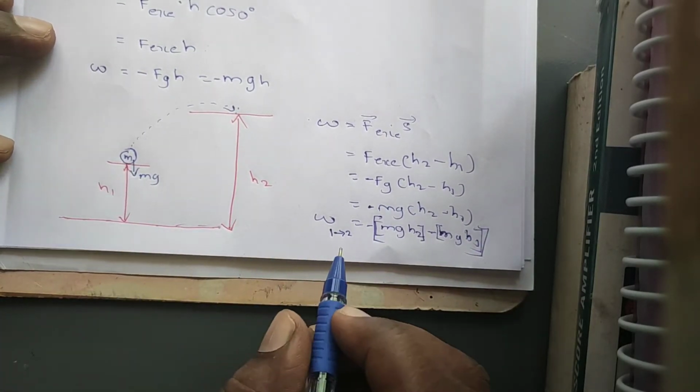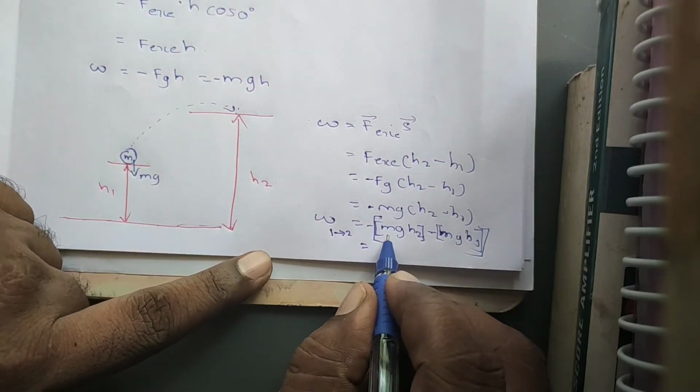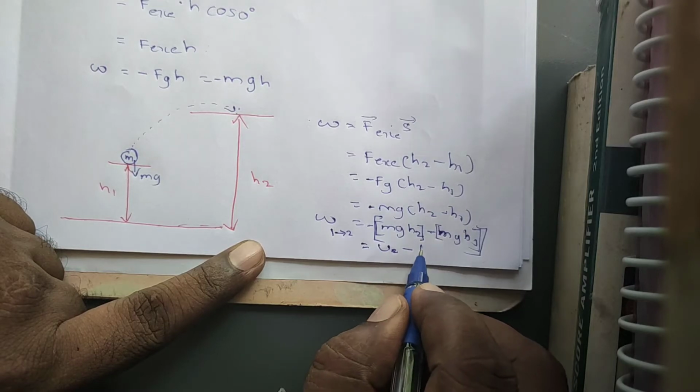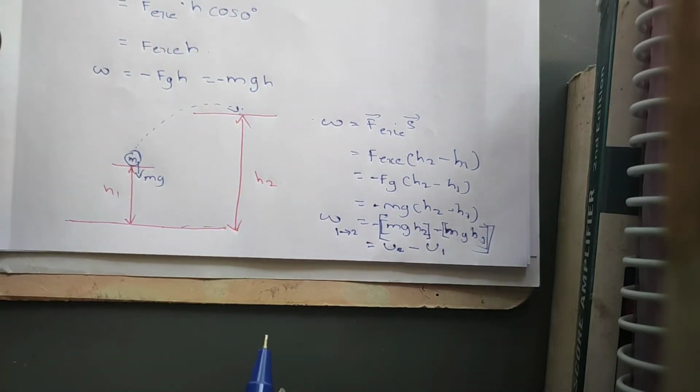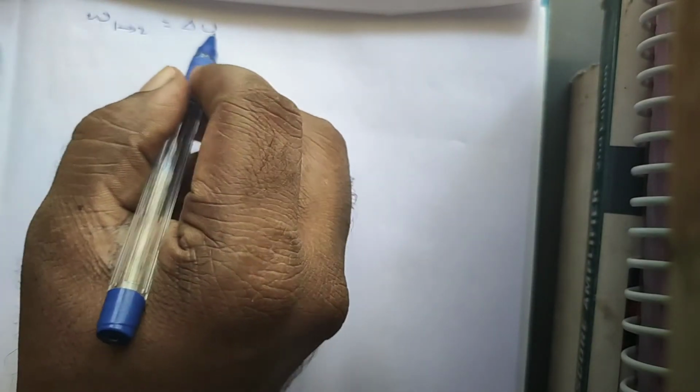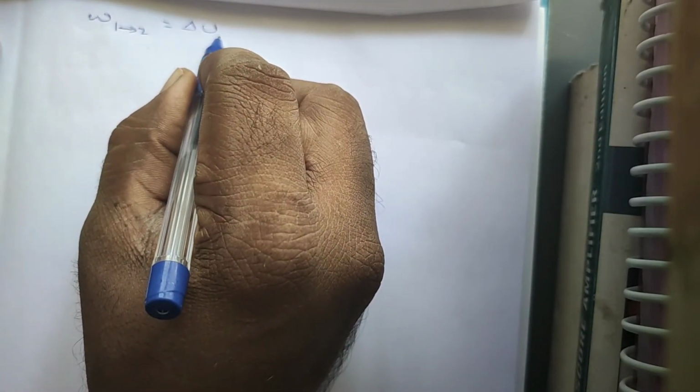So here I can write the potential energy of this position, that is U2, minus the potential energy of this point. So I can write: work done to move an object from one point to another point is equal to change in potential energy. Here we are doing work against the gravitational force. So this change in potential energy is the change in gravitational potential energy.